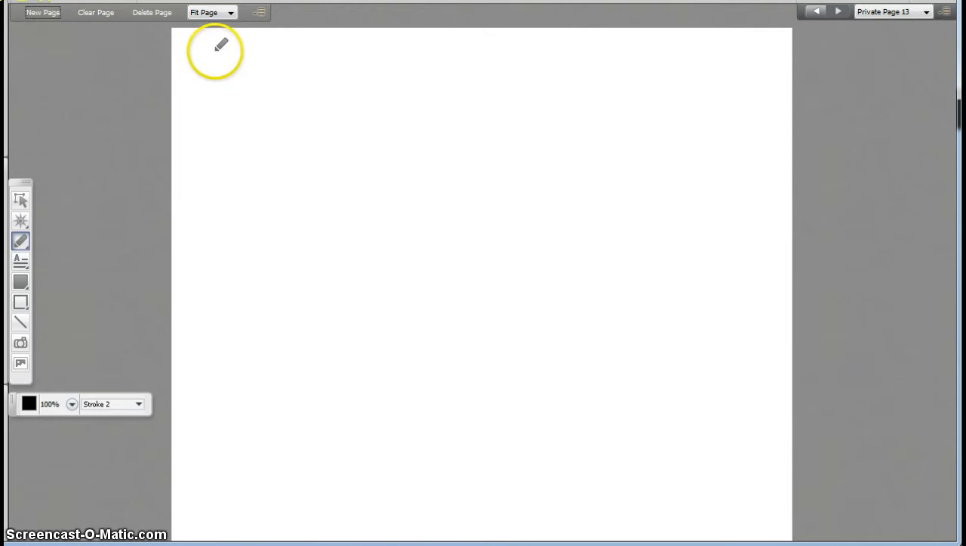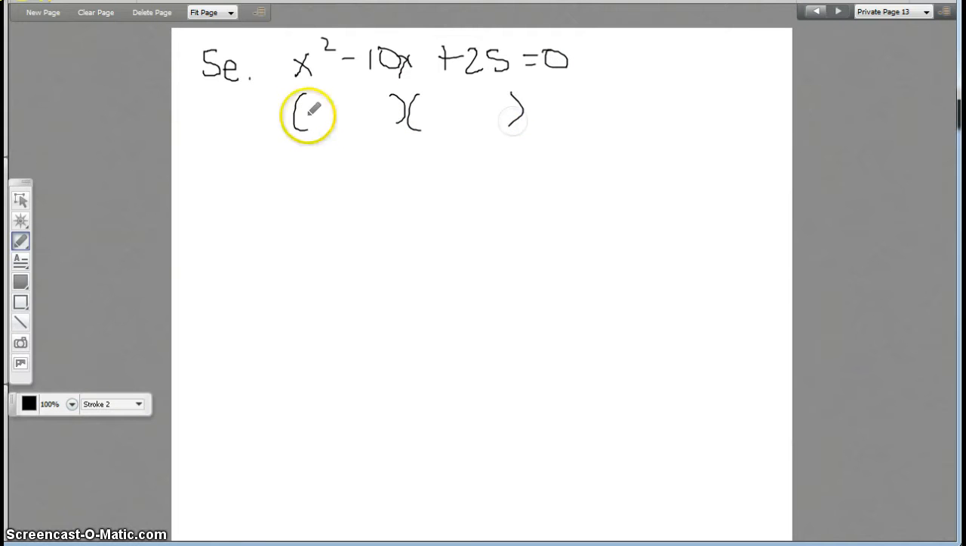Now let's jump down to number 5, part E. We have x squared minus 10x plus 25 equals 0. Okay, so we need to factor this somehow. And we know we're going to start with x and x here. We need to find two numbers that multiply to make 25 and add to make 10. Well, the only factors of 25 are 1 and 25 or 5 and 5. So it has to be the 5 and 5 because those will add together to make 10.